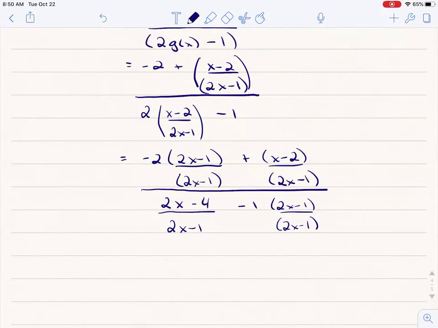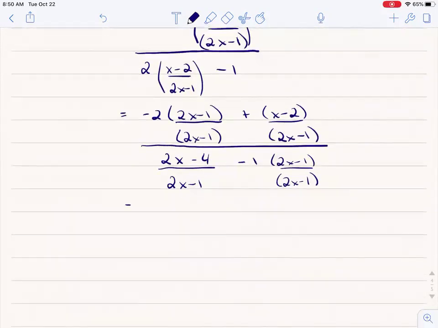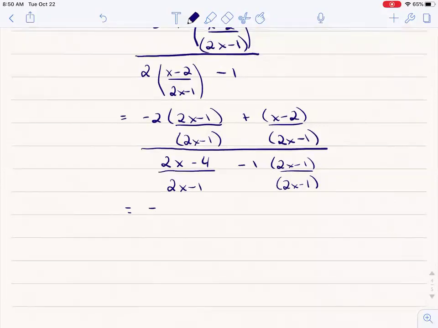All good to here, I guess? Sort of? Yeah. It looks the same, just a little bit backwards, I guess. So now I'm going to expand and simplify this thing a little bit. So I get -2 times 2x is -4x. -2 times -1 is +2. Plus x minus 2. Brackets aren't doing anything, so I can just ditch them. All over 2x minus 1.